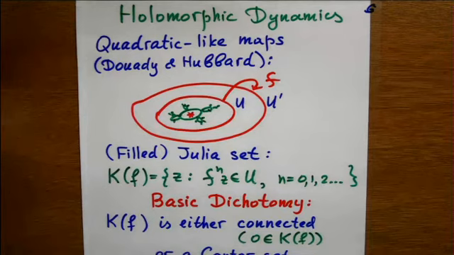So there is a basic dichotomy, which is basically the classical dichotomy of Fatou and Julia, generalized to this class of maps. Then the filled Julia set and the Julia set are either connected, and in this case the critical point is not escaping. The critical point stays in this domain, or it is a Cantor set.